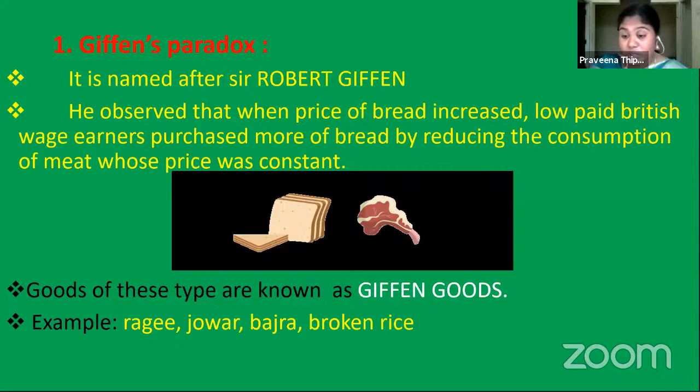So in such situations, they were forced to cut down their consumption of meat and other expensive food items. This phenomenon is called Giffen's paradox. Goods of this type are called Giffen goods. Examples: ragi, jowar, bajra, and broken rice. It means that when the price of bread increased, the demand for bread increased.